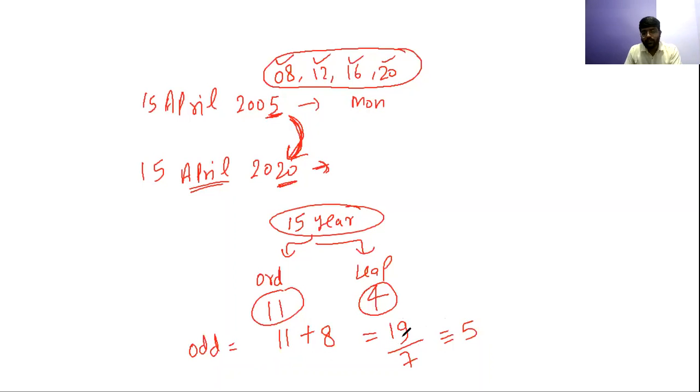So 19 I will divide by 7. The remainder is 5 here. So there will be a total of 5 odd days. You add 5 to Monday, you get the answer. If you add 5 to Monday, this will be Tuesday, Wednesday, Thursday, Friday and Saturday. So Saturday is your answer for this question.